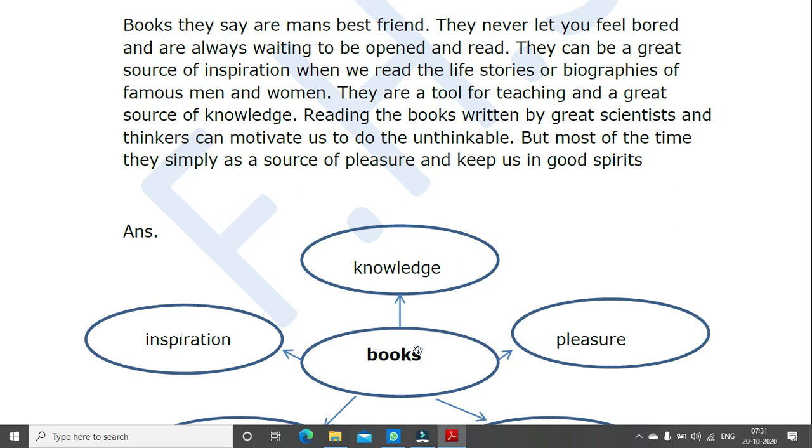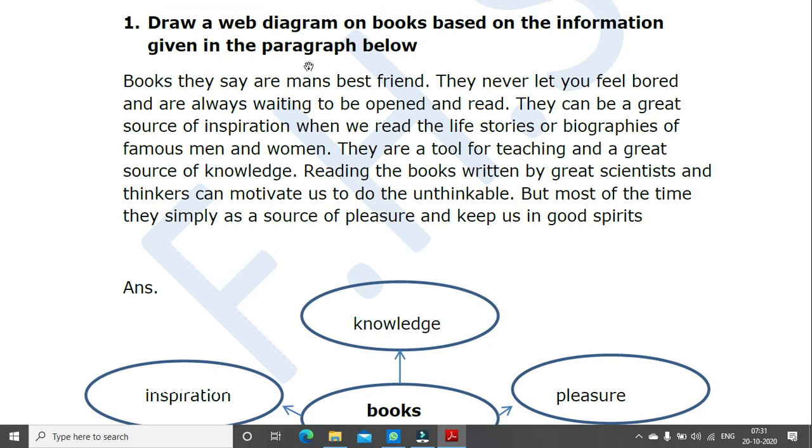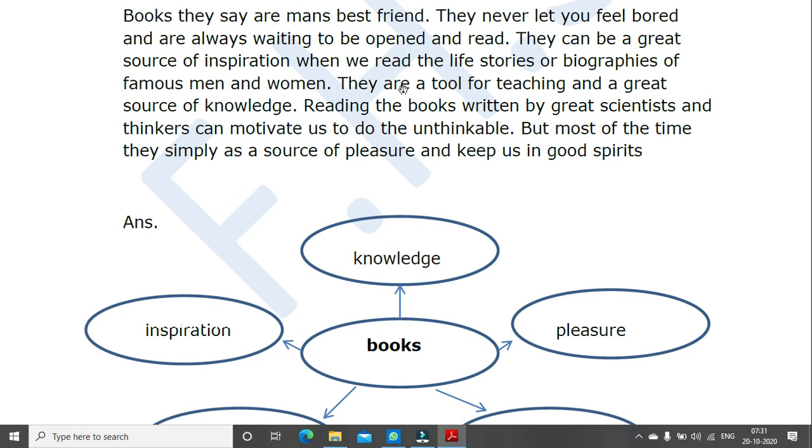This is your title. Here you can write anything else. Books, man's best friend. Okay. So here they have told you even in the question. See, in the question also it's mentioned, web diagram on books. So your main title will be here: books. Clear? So now let's read the passage.